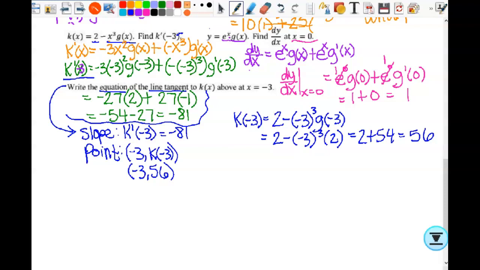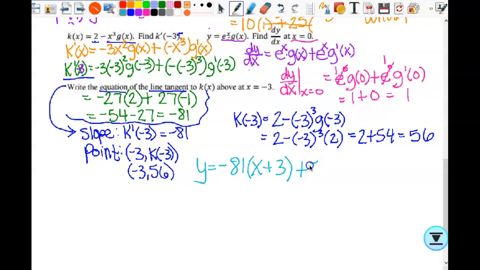All right, so now do I have enough information to write the equation of my line? And I want to do it in point slope, but we're going to try and do it the, I guess, advanced way and just do it as y equals. So the slope is negative 81 times x minus the x value, which is a negative 3. So that really becomes x plus 3, right? And then do I put minus 56 or plus 56 here? Plus, okay, because I'm putting it on the right-hand side. And that is the equation of my line that is tangent to k of x at x equals negative 3.